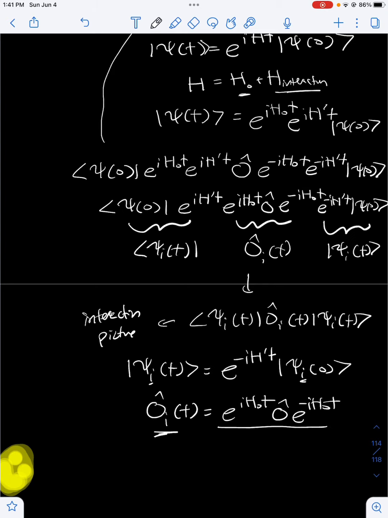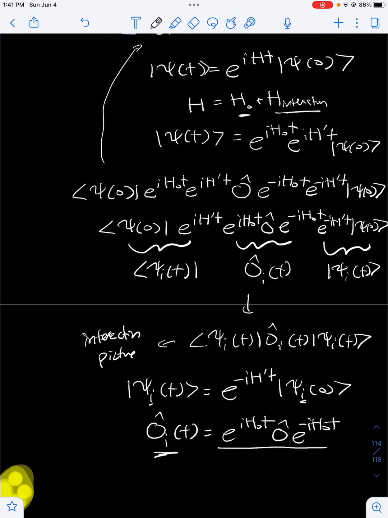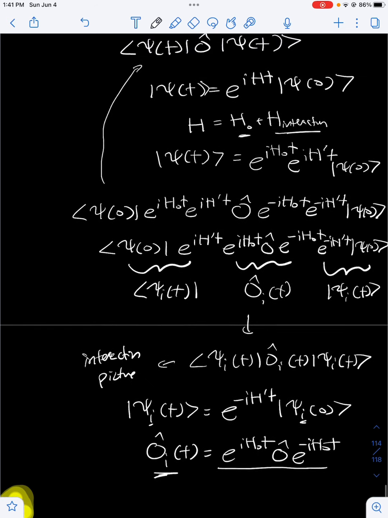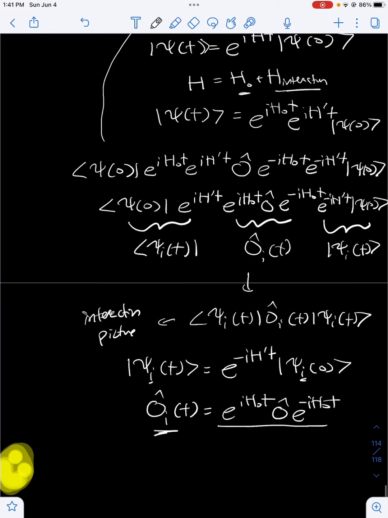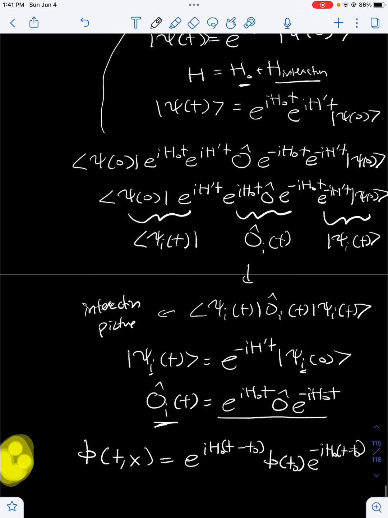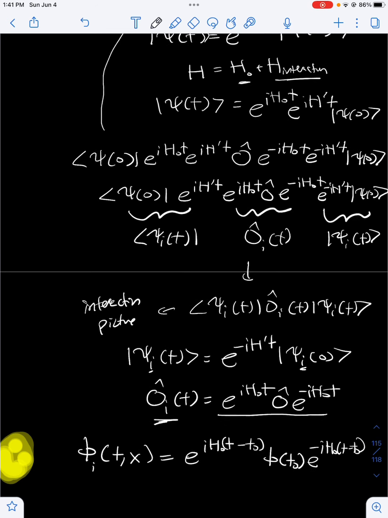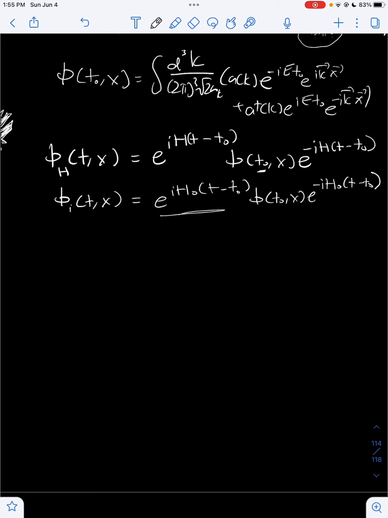So why do we use the interaction picture? Well, you know what else is an operator? Our quantum field, right? So in the interaction picture, the quantum field, phi of t x, is going to evolve with e to the i h naught t, and then minus t naught in this case, if we start out at t naught. So phi of t naught, e to the minus i h naught t minus t naught. And we call this the interaction picture for our quantum field. This evolves with the free Hamiltonian again.